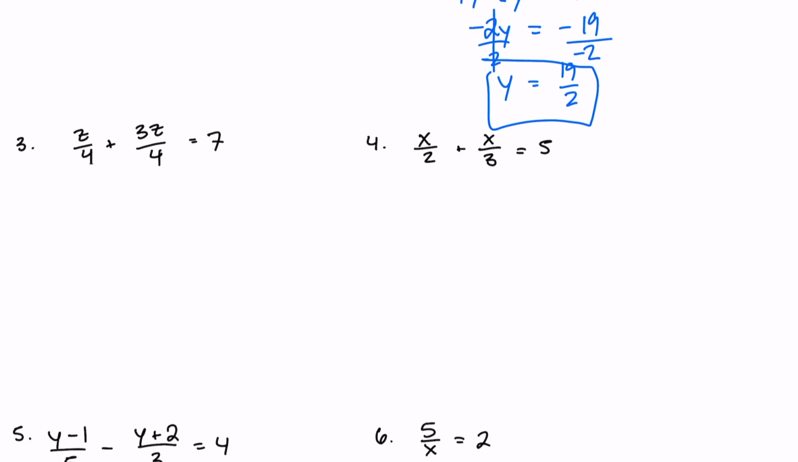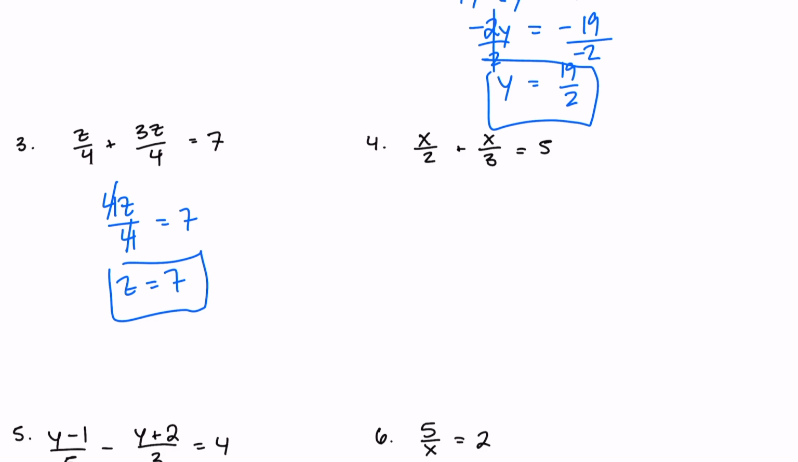For question 3, we are adding, so we need to have the same denominator. Luckily, the denominators are already the same in this case, so all we have to do is add the numerators. So z plus 3z is equal to 4z. So 4z divided by 4 is equal to 7. These 4's cancel out since we're multiplying and dividing by 4, and we're left with z equals 7.